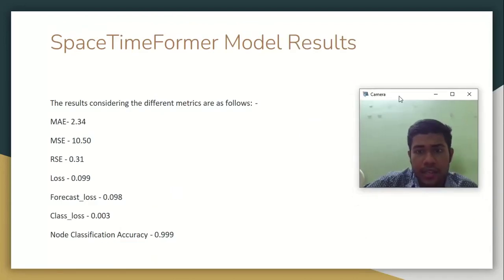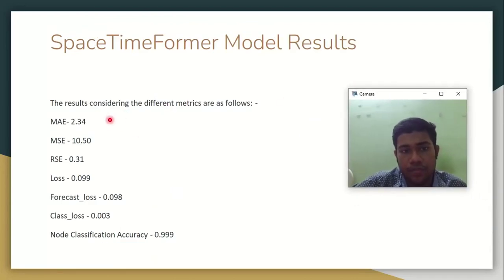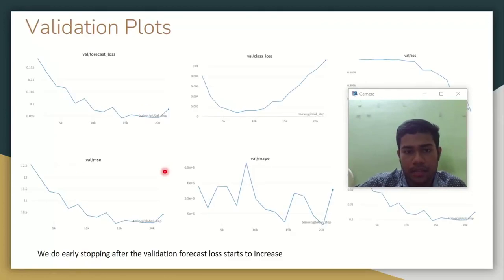The results which we obtain for this model are as follows. We get a mean absolute error of 2.34, mean squared error of 10.50, RSE of 0.31, loss of 0.099, forecast loss of 0.098, and the classification loss, which is the node classification loss, of 0.03, and node classification accuracy is 0.999. So node classification accuracy shows that the spatial embeddings are very good.